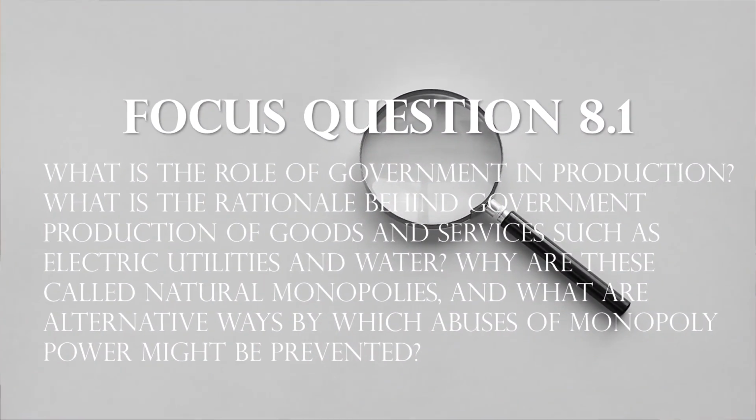Okay. Chapter 8, public production of goods and services. So here we have two big focus questions, okay? Focus question 8.1. What is the role of government in production? What is the rationale behind government production of goods and services, such as electric utilities and water? Why are these called natural monopolies? And what are alternative ways by which abuses of monopoly power might be prevented? Okay.